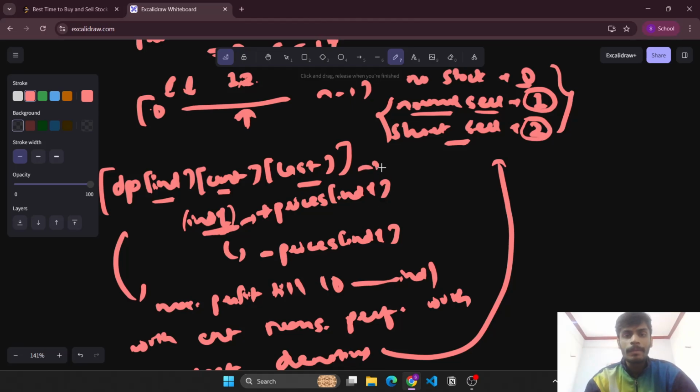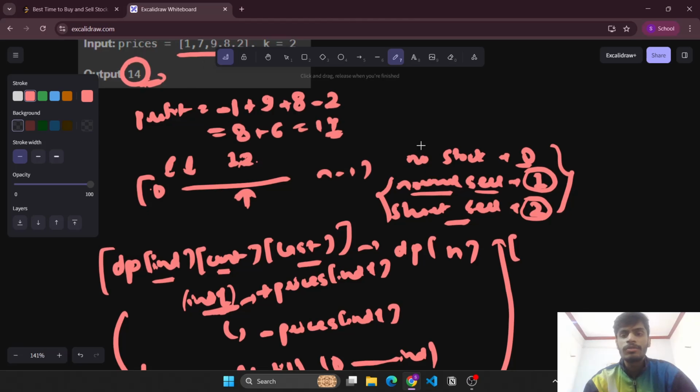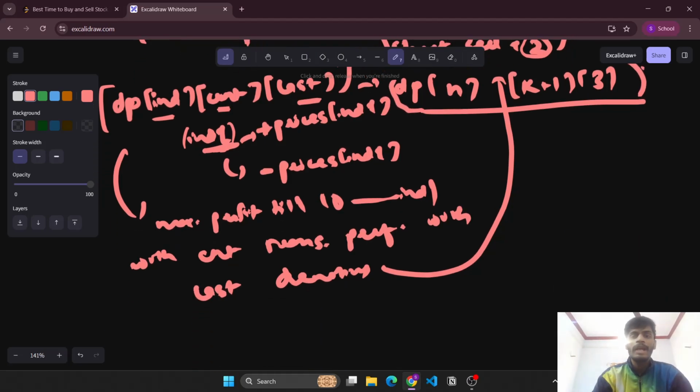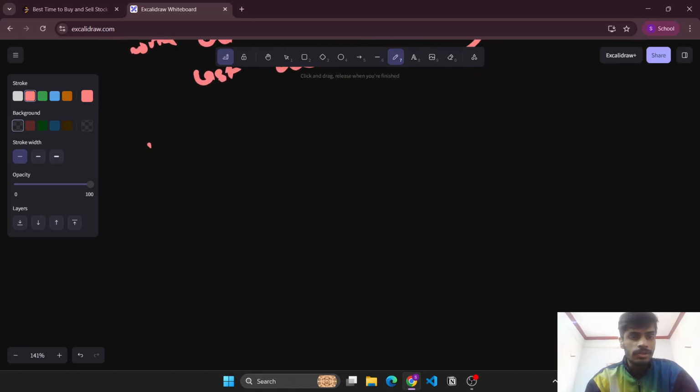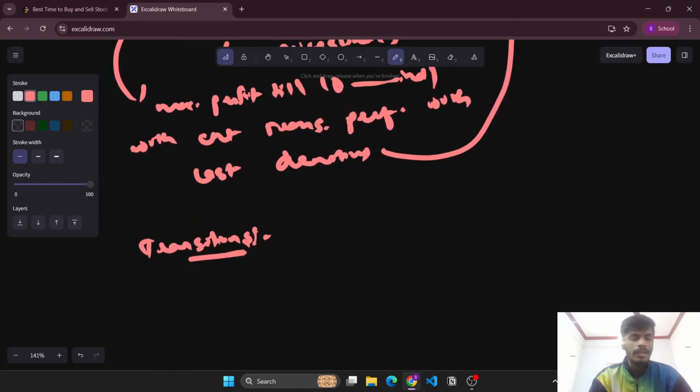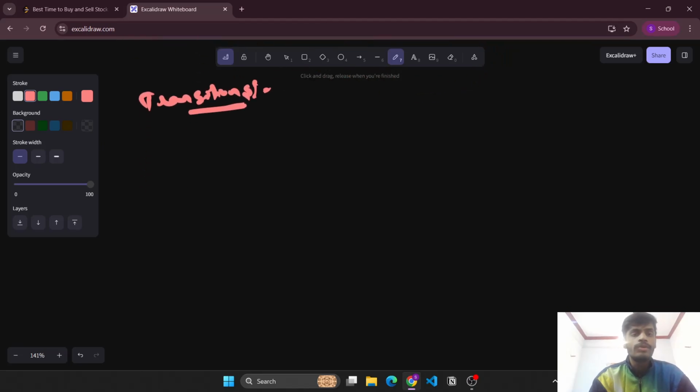So what will be the range of this DP? Since the index goes till n, this count can go up to less than or equal to k. So this will be of size k plus 1, and this last can have three values, so it will be 3. This is the initialization of the DP. Now let's see the transitions. I will try to explain the memoization code so that the transitions become clearer and you can visualize how they are happening.